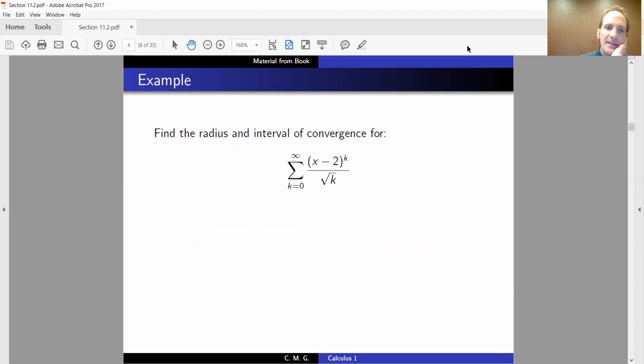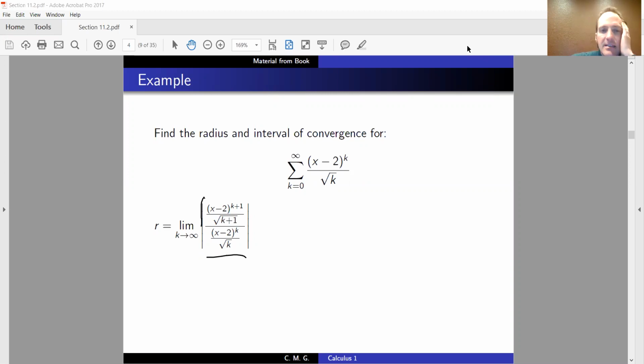All right, so let's look at an example of this. Let's look at (x − 2)^k over the square root of k. I want to find the radius and interval of convergence for this series. The way we're going to do this is see if the ratio test or the root test will give us this interval of convergence. So we take the ratio test: I take the (k+1)th term of this sequence and the kth term and divide the two, then take the absolute value and the limit as k goes to infinity.